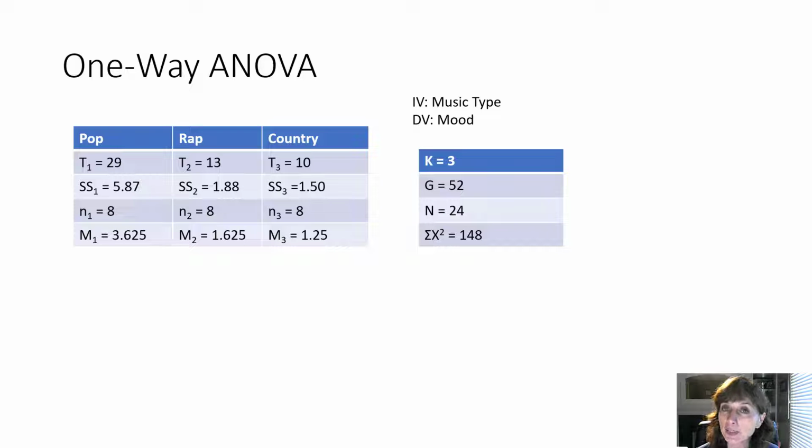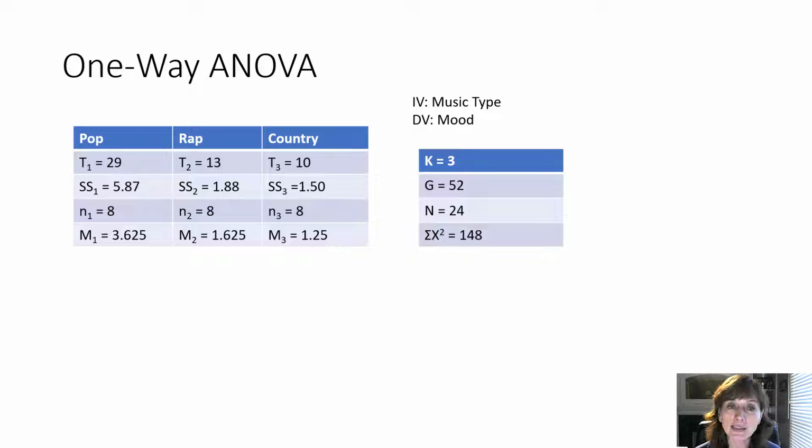Big N is 24. It includes across all conditions the number of participants we have. And then sigma X squared, that's if we took every score in our data set and squared it and then added those squared scores up. So that's 148. So we need all of this to do our hand calculations in ANOVA. So we're sort of starting in the middle a little bit. Otherwise, the problem gets too long to calculate by hand.